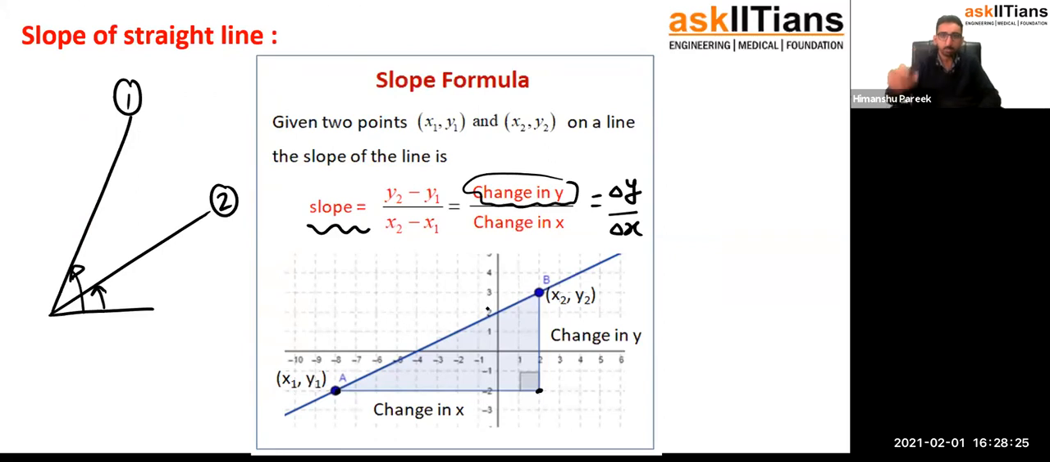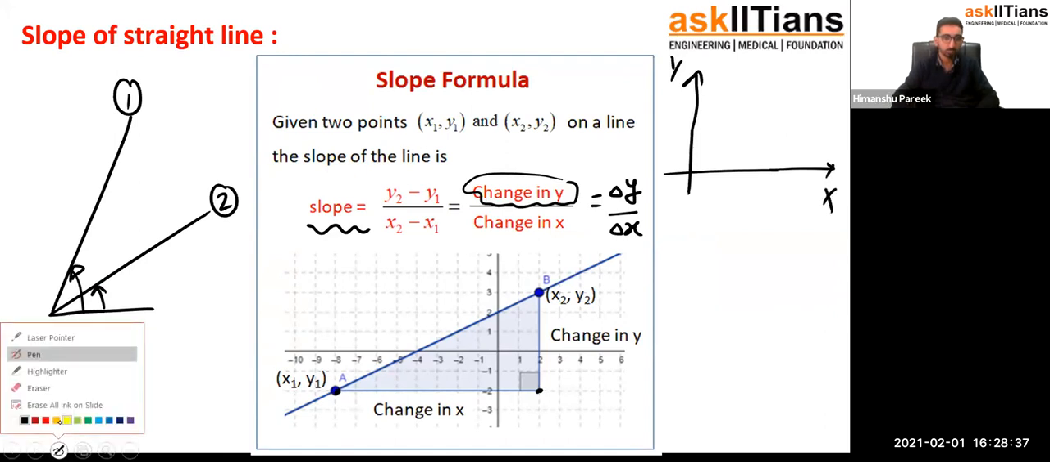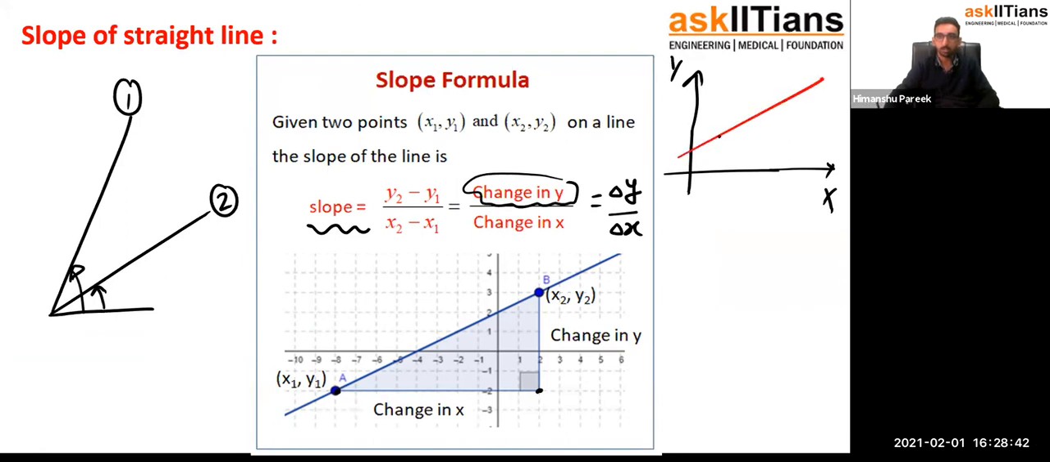Let me give you one example so that we can learn how to use it. Suppose I give you one straight line. That's the y-axis, that's the x-axis. Now let's say I'm giving you one straight line. This coordinate is (1, 2), and this coordinate is (5, 6). What will be the slope of the straight line? So slope is equal to change in y upon change in x.